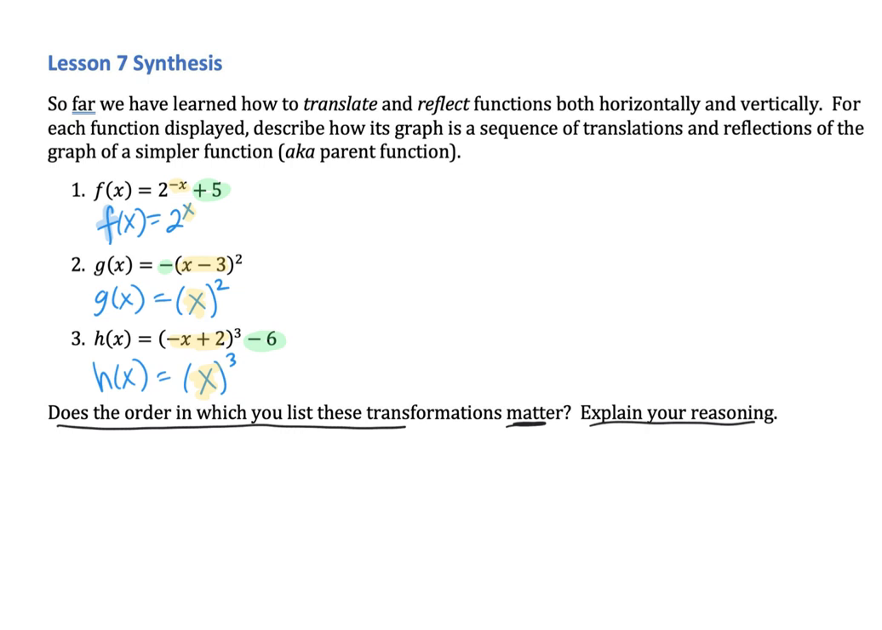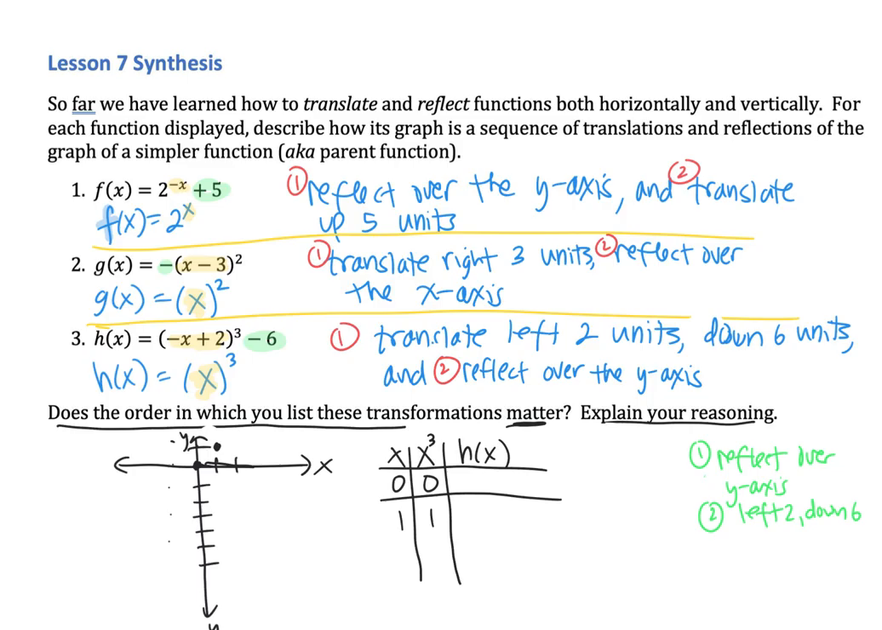All right, you can check your answers here. On the first one, you should have said reflect over the y-axis and translate up 5 units. For the second one, you should have said translate right 3 units and reflect over the x-axis. And for the third one, you specifically needed to talk about your translation. You could say translate left 2 units, then reflect over the y-axis and translate down 6 units, or you could have done both of your translations, left 2, down 6, and then reflect after that. But that one is the one that mattered.